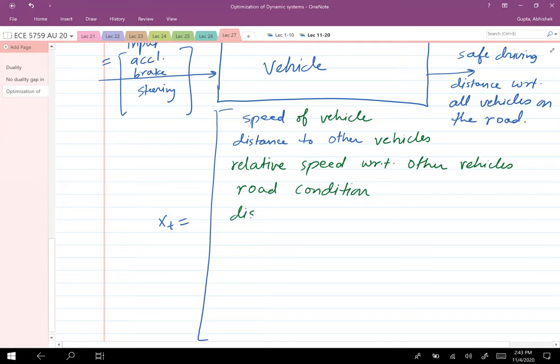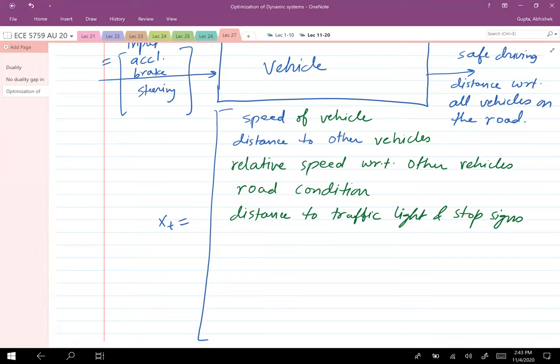How about distance to traffic light? And stop signs. How about the state of the traffic light, whether it's red or green? That's also part of the state, because the next state would depend on the current state. The traffic light is, of course, an external disturbance, but it also depends on the current state of the traffic light.